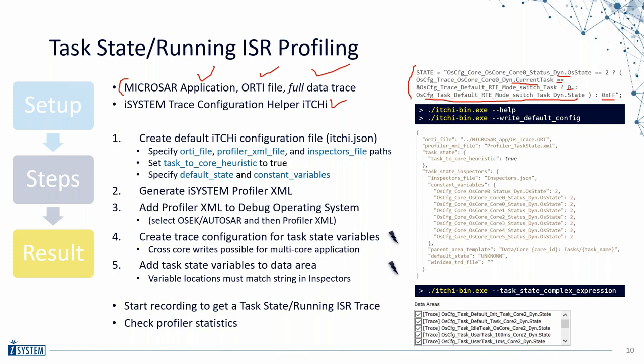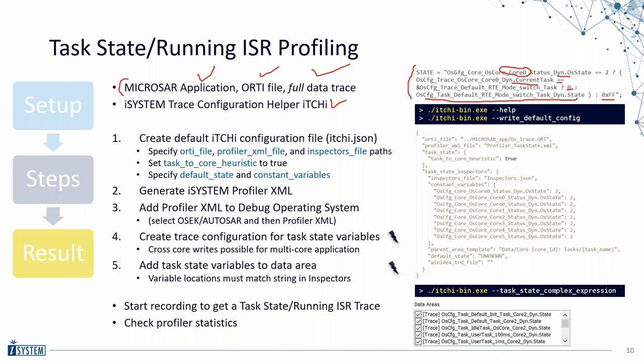And it does that, as you can see in the state expression, the core ID is actually part of that expression. So iSYSTEM can extract that information and add the core ID to the task. That's important. Then we specify a default state, and we specify constant variables. So since I'm already talking about it, what are constant variables? I told you it's not a trivial use case, unfortunately.